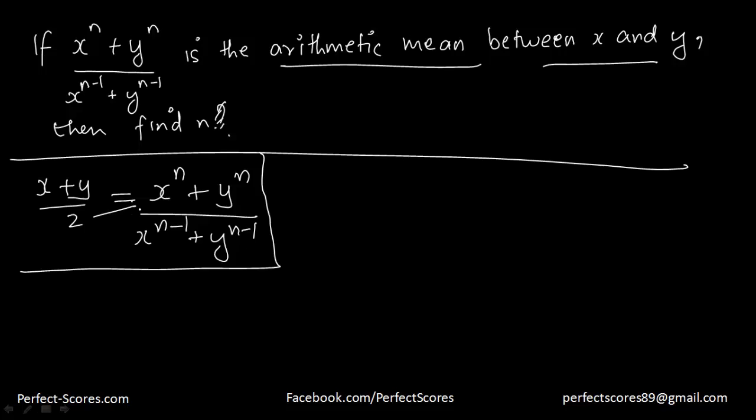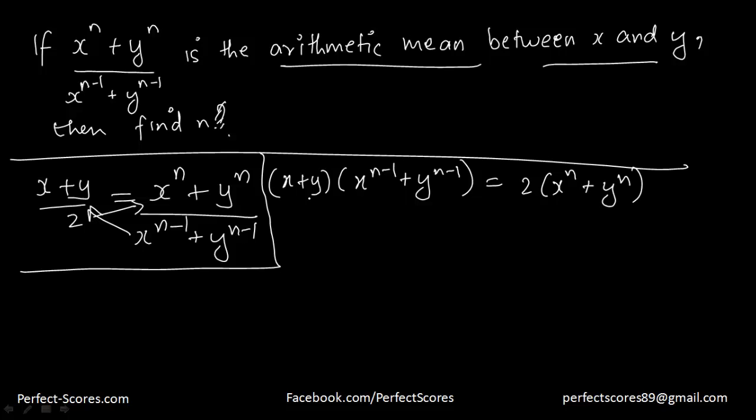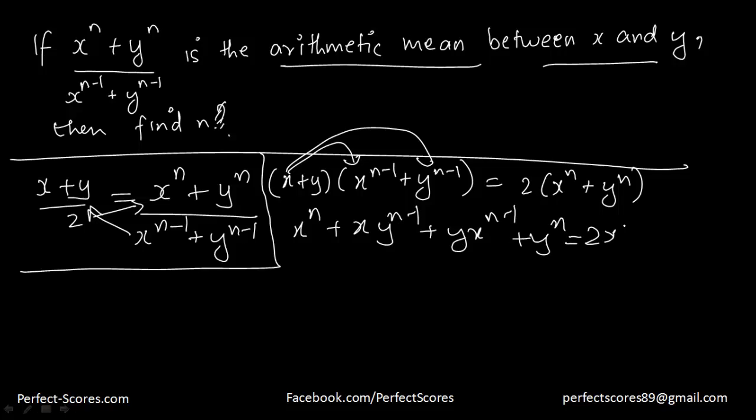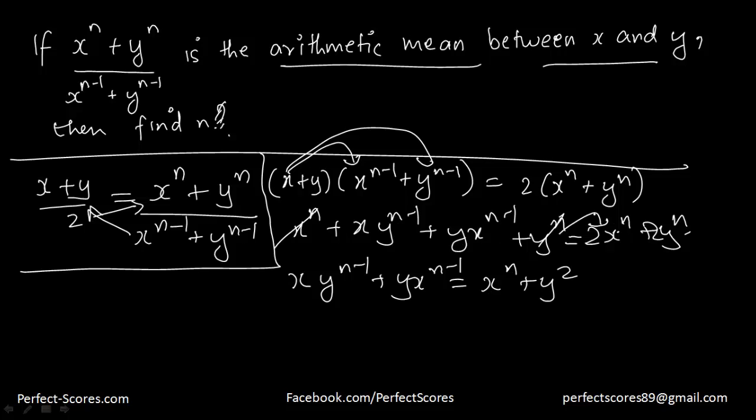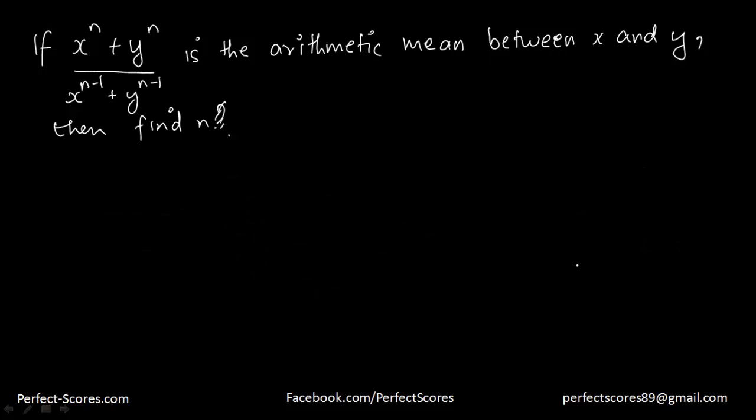So what I'm going to do is take this to that side and this to that side. So this is going to be x plus y times x to the power n minus 1 plus y to the power n minus 1. That is going to be 2 into x to the power n plus y to the power n. This over here, if I multiply x by this, is going to be x to the power n, and then it's going to be x times y to the power n minus 1 plus y times x to the power n minus 1 plus y to the power n is equal to 2x to the power n plus 2y to the power n. So that is going to be x into y to the power n minus 1 plus y into x to the power n minus 1 is equal to x to the power n plus y to the power n. I kind of take them to this side. I have this as n here.